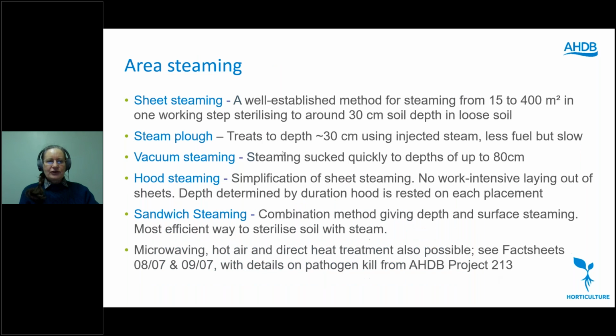So this is a summary of the different methods I've just talked about. Sheet steaming, of course, is well established, and that will get down to 30 centimeters provided you've loosened the soil. Steam ploughing allows easier attainment of steaming to 30 centimeters because it injects the steam, but again, that is slow. Vacuum steaming is good because it sucks the steam down to at least 80 centimeters if you've got the pipes down there.